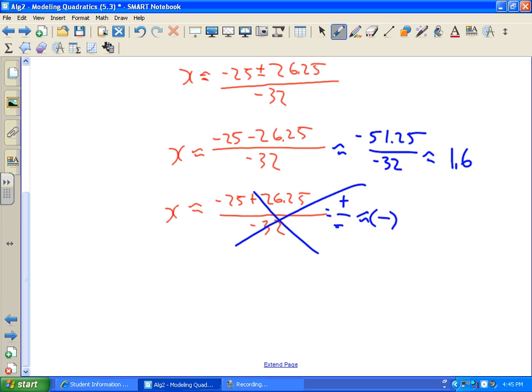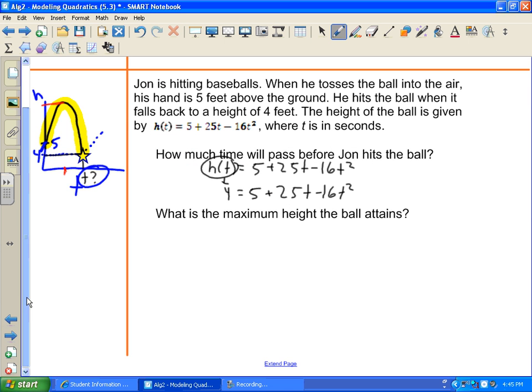That's what I want. You guys are welcome to calculate that bottom one. I don't care. I'm not concerned about it in the context of this problem. If I was graphing this thing and finding the roots, then I'd need to find it. But in this problem, I'm not asking about that. So, how much time will pass when John hits the ball? How much time will pass? That's this thing right there. It's going to be about 1.6 seconds before he hits the ball.